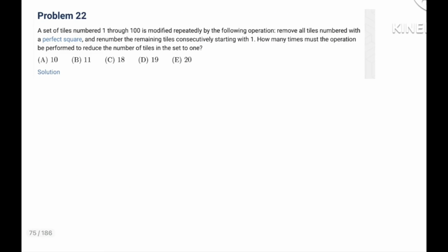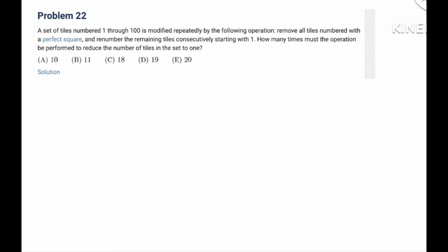Problem number 22. A set of tiles numbered 1 through 100 is modified repeatedly by the following operation. Remove all tiles numbered with a perfect square and renumber the remaining tiles consecutively starting with 1. How many times must the operation be performed to reduce the number of tiles in the set to 1? Okay, so first let's do a couple of the primary ones. Let's just go through the motions, and then we'll maybe find a pattern, right? So numbers 1 through 100.